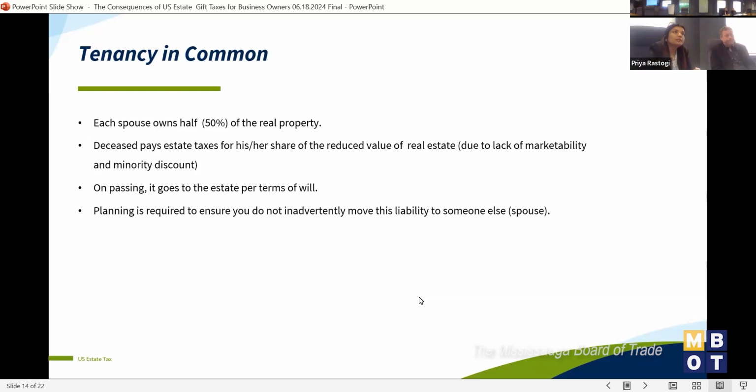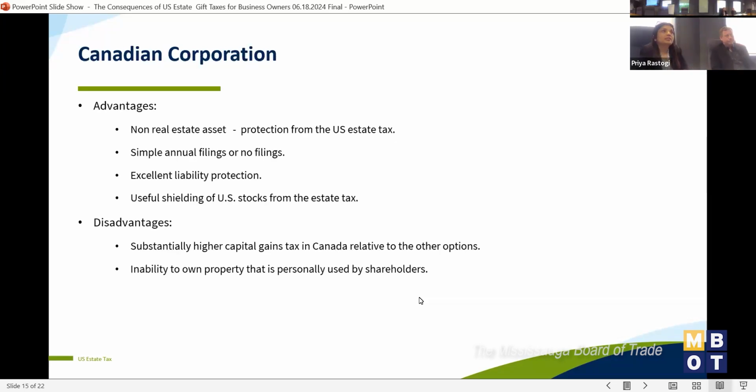So we covered all the individual ones. Now we're getting to the corporate structure, which would be more effective for Canadian business owners. How about a Canadian corporation? Generally, we don't recommend holding US real estate in a Canadian corporation, because anti-avoidance law could come into the picture for the IRS, saying that you had planned this structure to avoid US estate taxes.